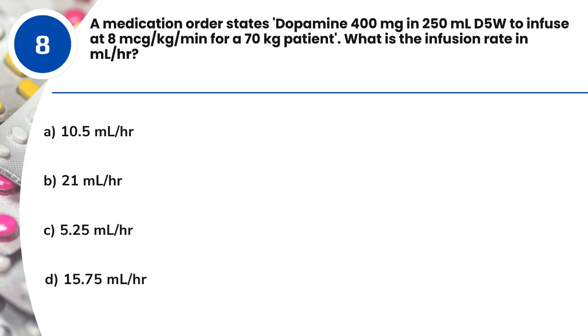A medication order states, dopamine 400 mg in 250 ml D5W to infuse at 8 micrograms per kilogram per minute for a 70 kg patient. What is the infusion rate in ml/hr? A. 10.5 ml/hr. B. 21 milliliters per hour. C. 5.25 ml/hr. D. 15.75 ml/hr.